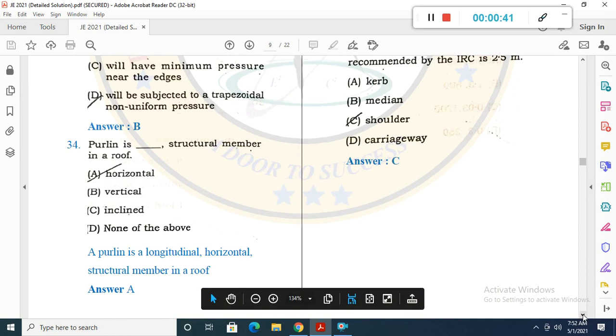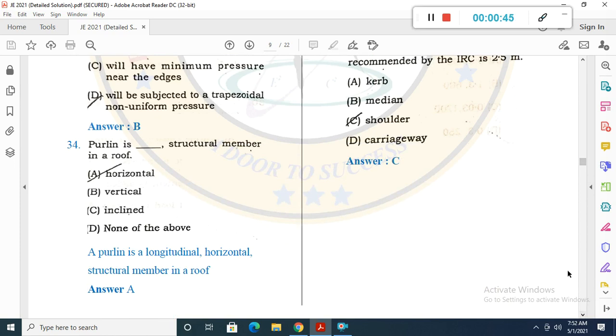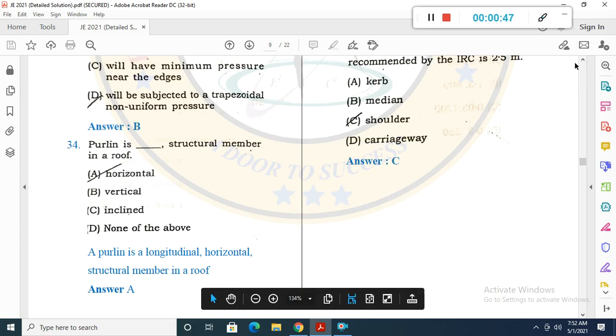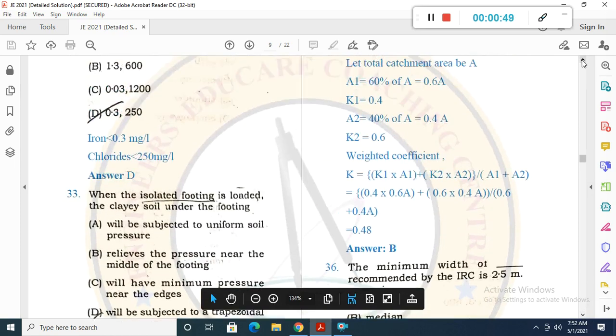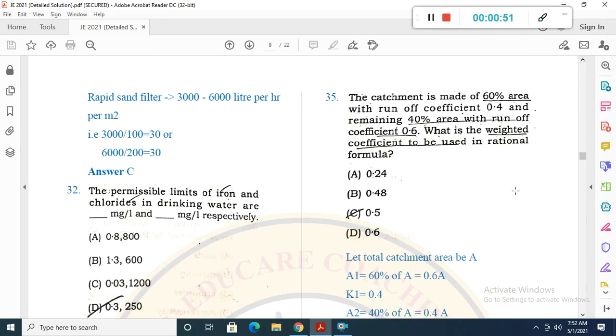Question number 33. Purlin is a structural member in a roof. So remember, purlin is nothing but a longitudinal horizontal structural member. And question number 35 is a numerical.